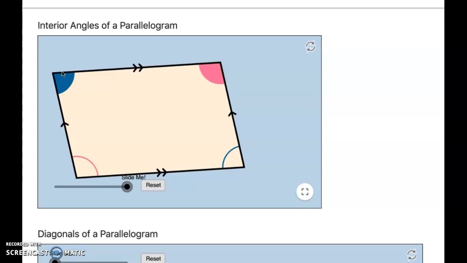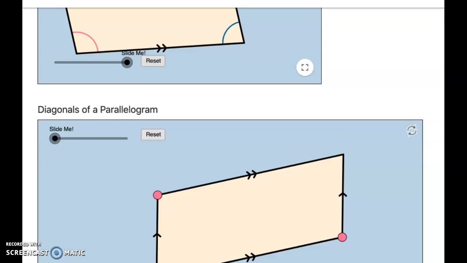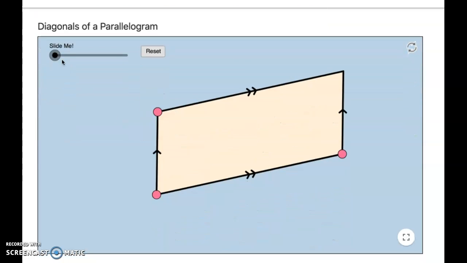And then finally, in addition to the opposite angles being congruent, consecutive angles, same side interior, are going to be supplementary to each other. So the blue and the pink angles are going to be supplementary, meaning they add up to 180. Because it happens in a parallelogram, it's also going to happen in a rectangle. And then finally, careful, diagonals. This is the one that everybody messes up. Diagonals are going to bisect each other.